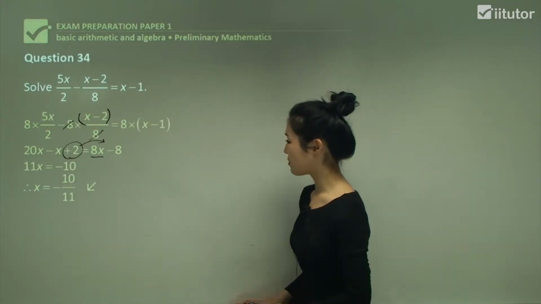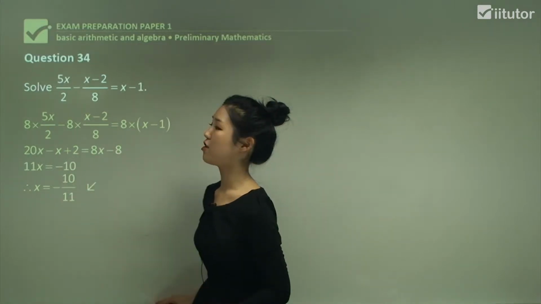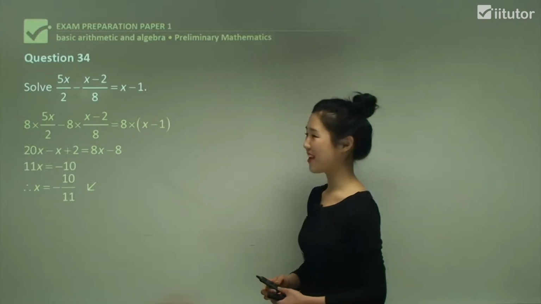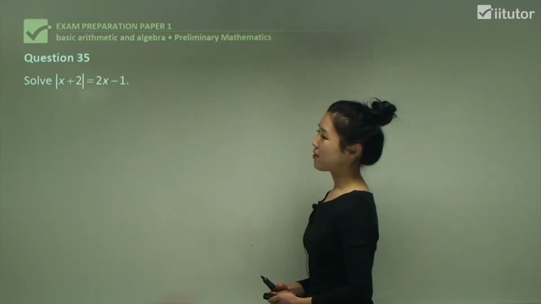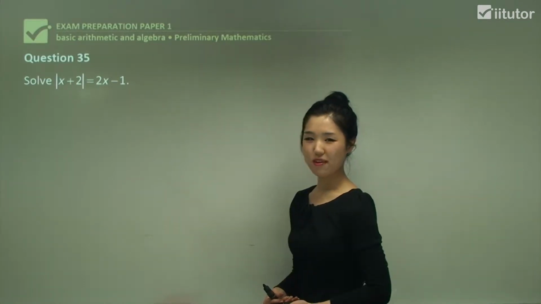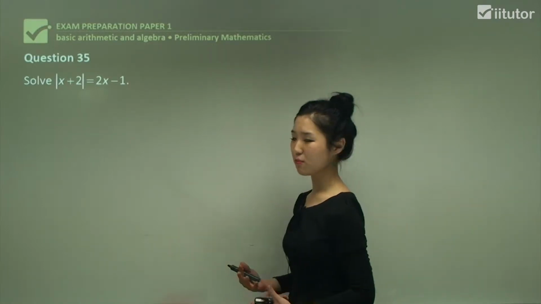So after you eliminate the fraction, keep it with no denominators, everything becomes very, very simple. So that was question 34. Question 35. We've got some absolute bars again. Some of you won't like absolute bars. I know a lot of students don't like using absolute bars, but I'll show you it's very, very simple.